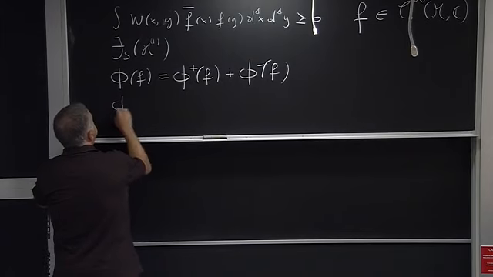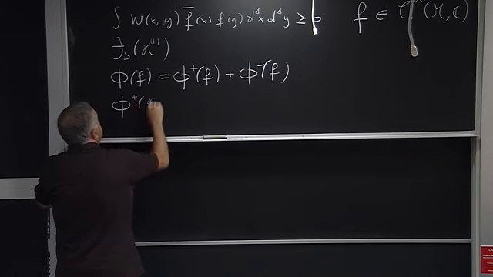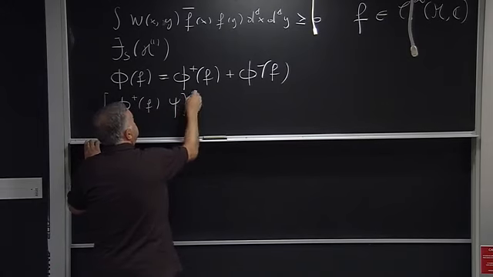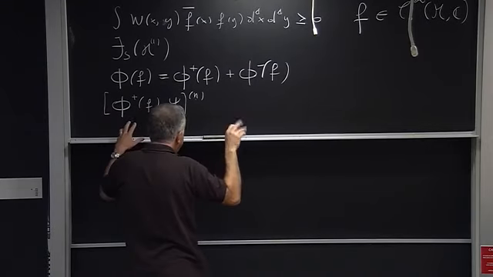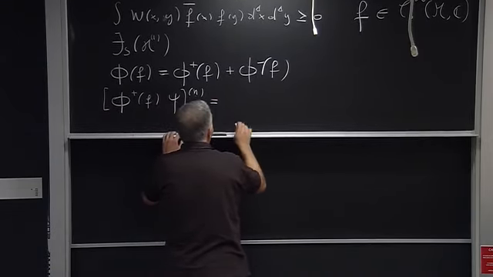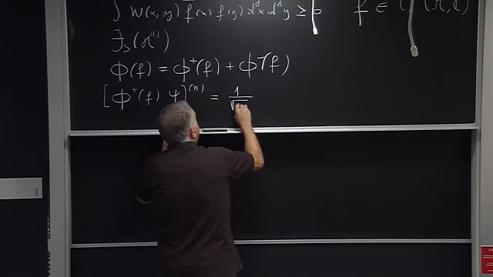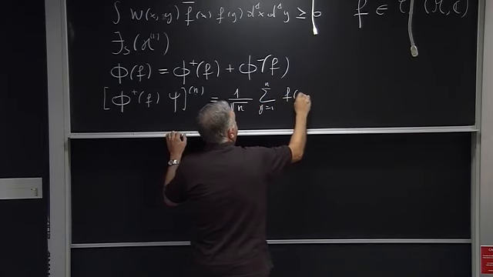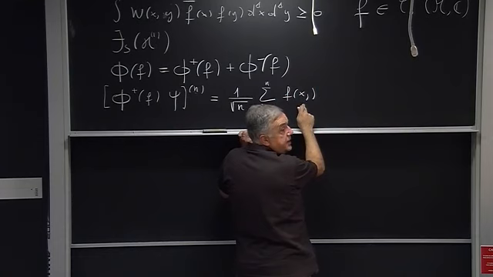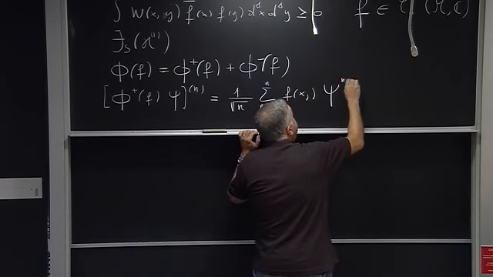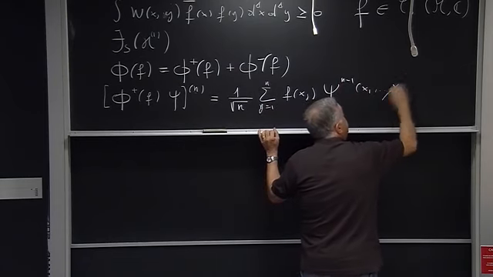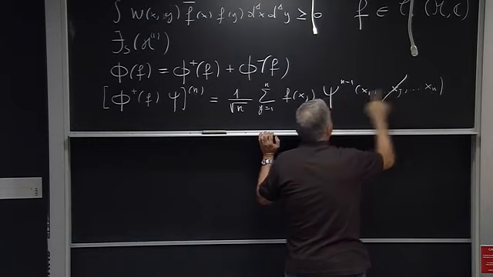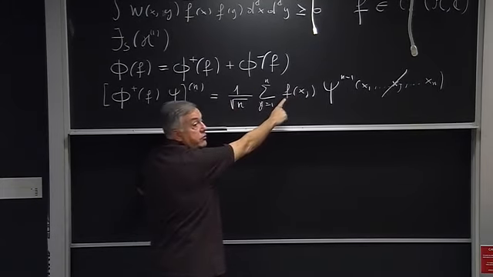And the creation part acts on an element of the Fock space, psi. Let's look at the n particle component this way. It's 1 over square root of n, the sum over j from 1 to n, f of x_j, psi_{n-1}, with x_j not there, up to x_n. You see, it's written in x space, it's not a momentum space expansion. So this is the n minus 1 component, depending on n minus 1 points, and you build the symmetrization with the creation of the function f.